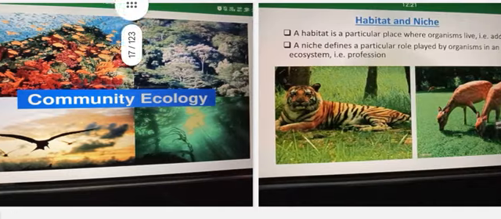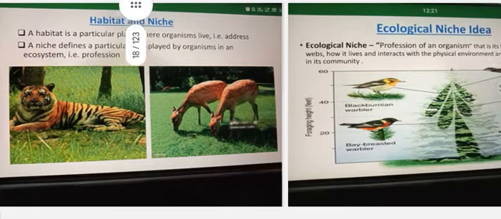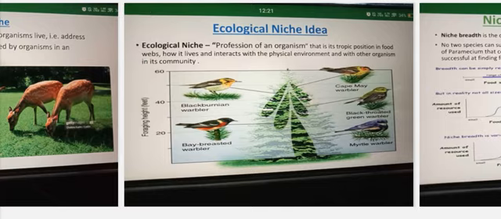Community ecology, we are going to learn about that. Habitat and niche. A habitat is a particular space or place where organisms live. Its address. A niche defines a particular role played by an organism in an ecosystem, like a profession. Ecological niche, the profession of an organism, that is its trophic position in food webs, how it lives and interacts with the physical environment and with other organisms in its community.